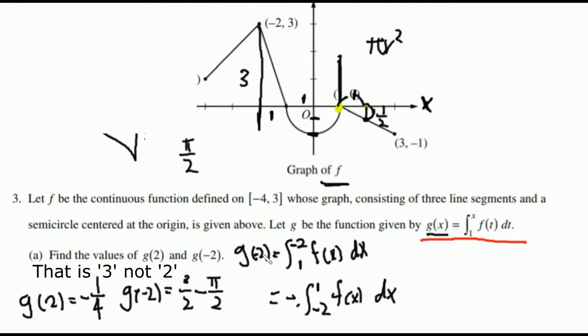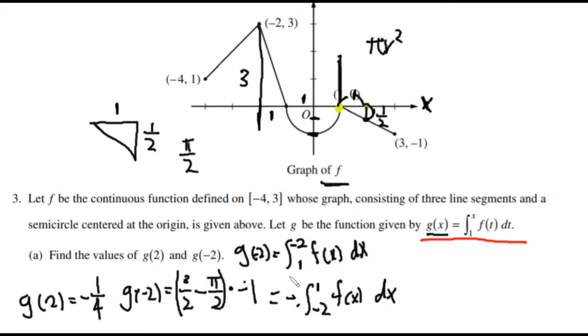This is because we put a negative here, because by switching the upper and lower limit, we have to multiply this by negative 1. I'm not sure you could see that. I'll just put it here. Times negative 1. So as a result, if I clean it up, we just have to change the sign, and the answer will become pi over 2 minus 3 over 2. So that is g of -2, and -1/4 will be g of 2. So that was part A.